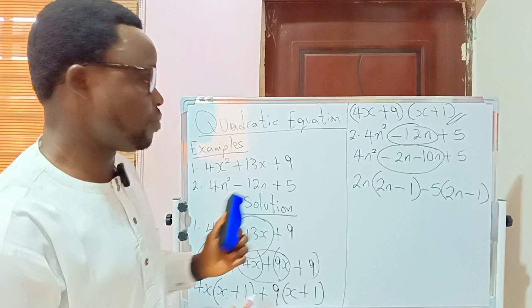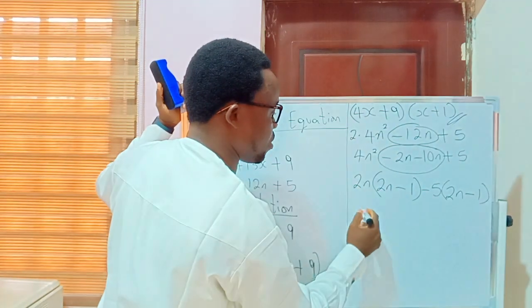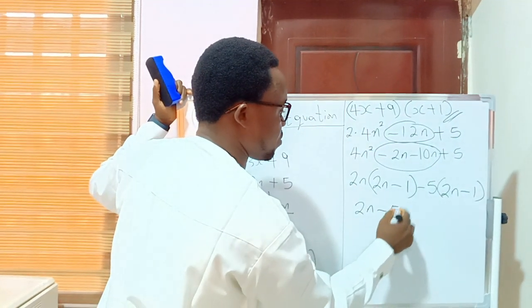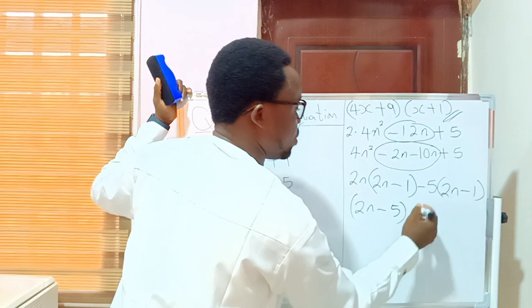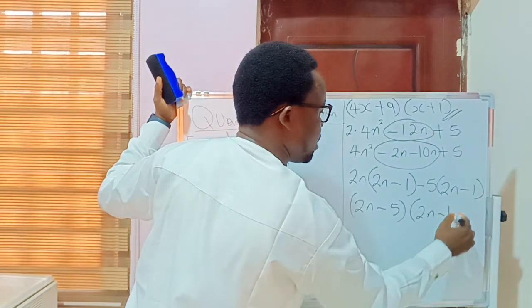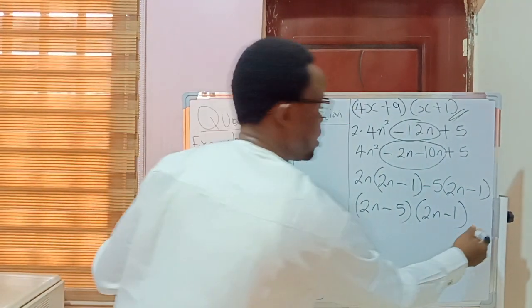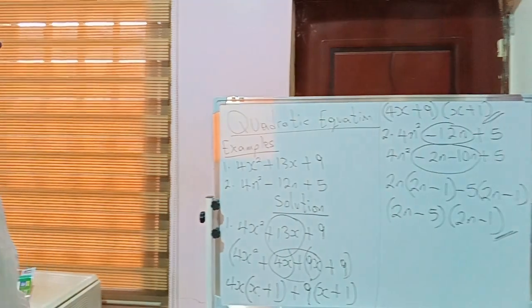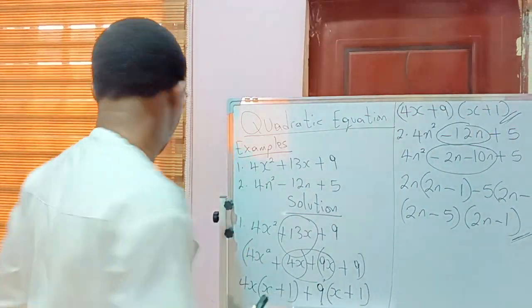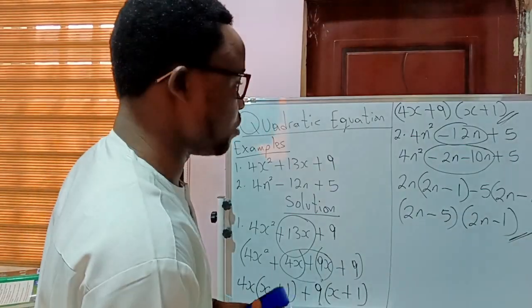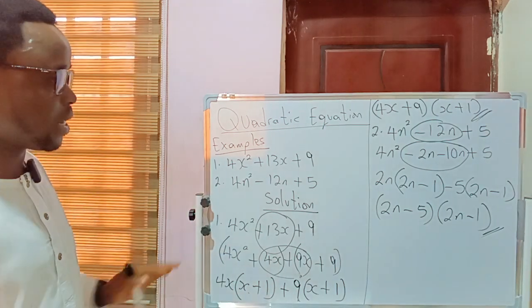Remember what I said. So now I'm picking this and this to form one bracket, 2n minus 5, and then any of these, 2n minus 1. Can you see the answers? It's as simple as this. So in this case, we're looking at this.